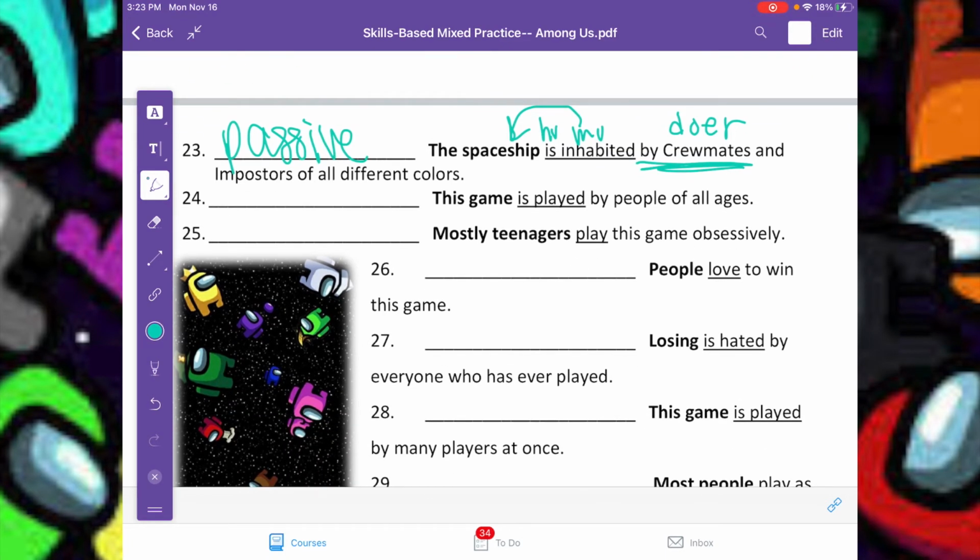This game is played by people of all ages. Again, the doer is back here. We have helping verb, main verb. The game is receiving the action of being played, passive.